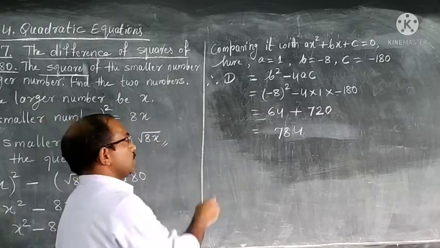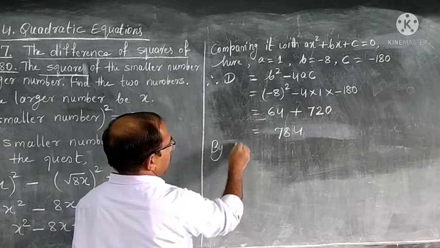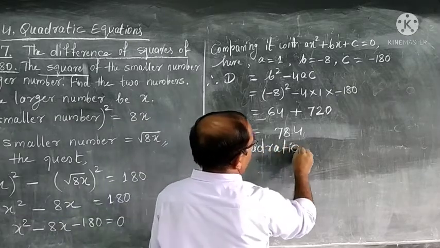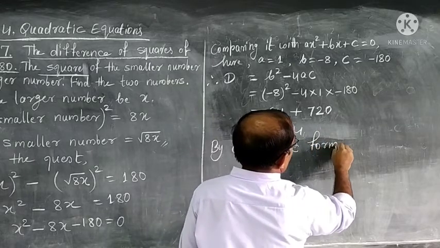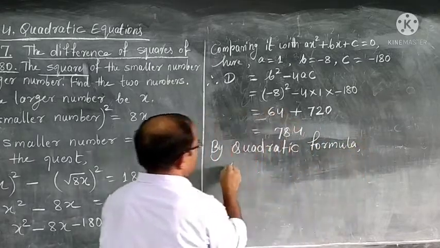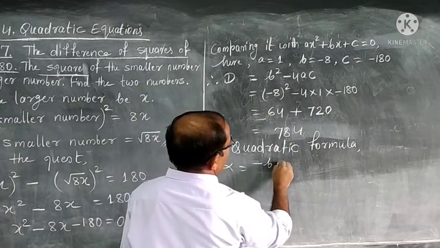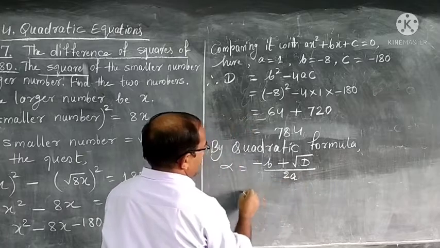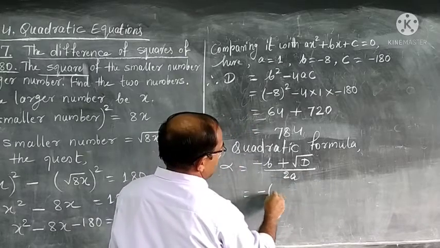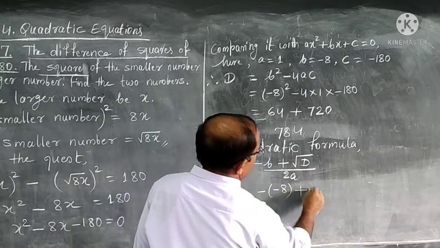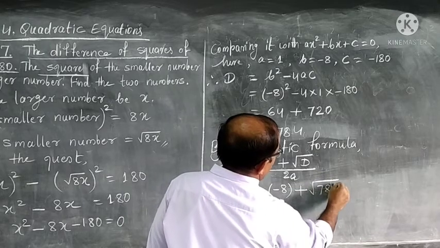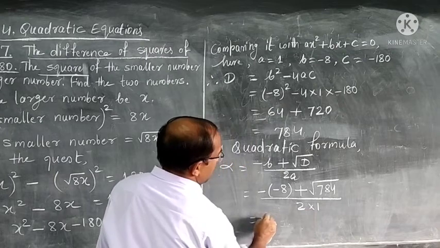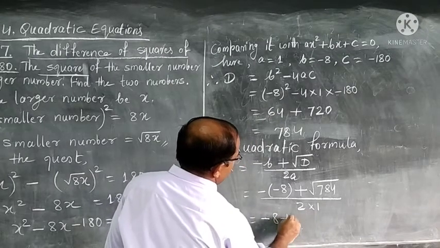We will now go to find the roots by the quadratic formula. Alpha, the first root, is minus b plus root d by 2a. So, minus b is what? Minus of minus 8 plus root 784 by 2a, 2 into a is 1. So, we get 8 plus root 784.